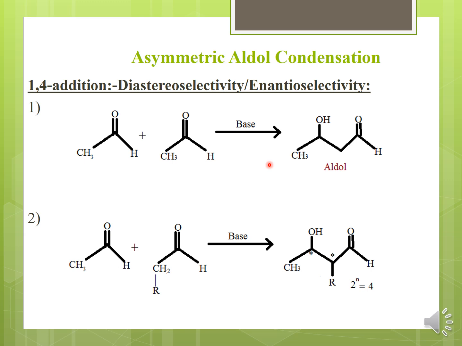When two molecules of an aldehyde or a ketone react in the presence of a base, they give an aldol as a product. So here, an asymmetric aldol condensation means there should be a generation of chiral atoms. Okay, so you are taking two molecules of an aldehyde. You know the mechanism of an aldol condensation.